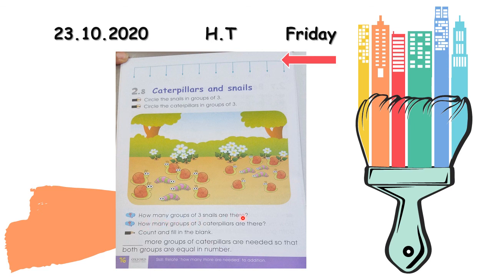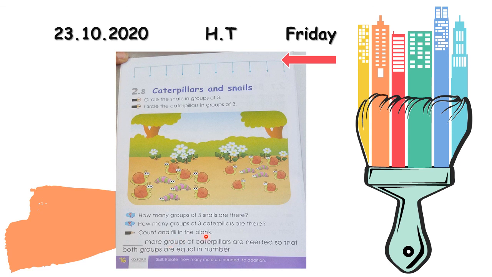How many groups did we make? Let's count. You need to count the circles. 1, 2, 3 and 4. How many groups of 3 caterpillars are there? 1 and 2. There are 2 groups of caterpillars and 4 groups of snails.